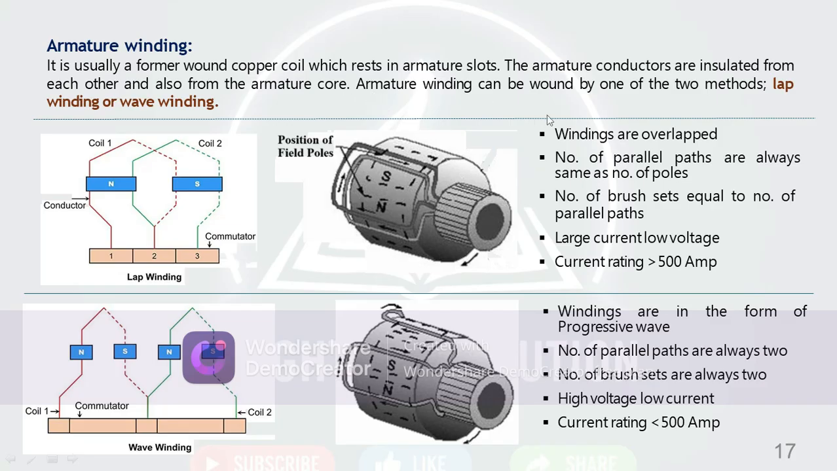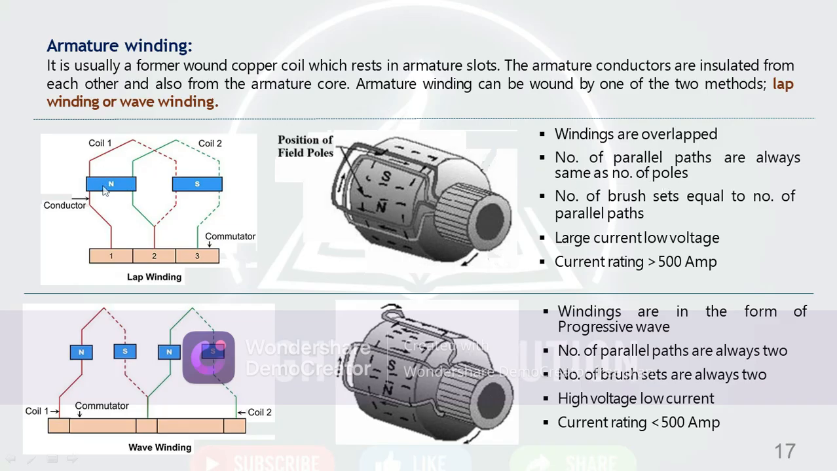Armature winding can be wound by one of two methods: lap winding or wave winding. This lap winding is shown here. Lap means one winding overlaps another, they are lapped. The windings are overlapped, so the number of parallel paths is always equal to the number of poles.